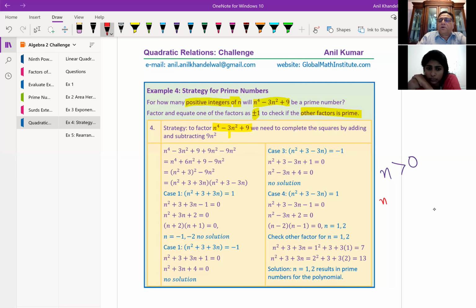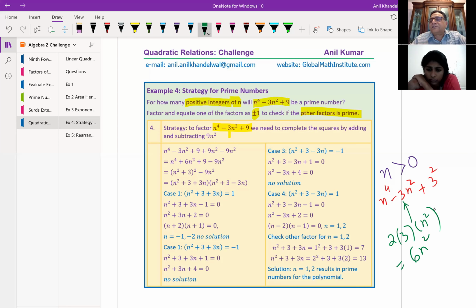So we have n to the power of 4 minus 3n squared plus 9 could be written with 3 squared, correct? So that means I could actually factor this provided the center term is 2 times 3 times n squared, right? Then I can factor, which is 6n squared. Now, but this is minus 3. That really means to factor it, I should be adding 9n squared and also subtracting 9n squared to complete the squares. Perfect. That is the strategy for completing the squares. Is that absolutely clear?